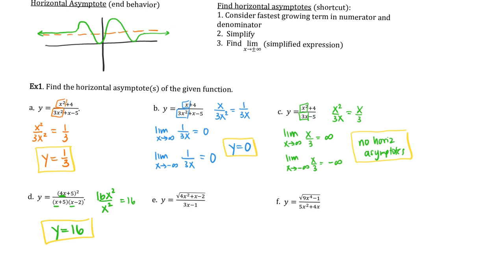Okay, E, y equals the square root of 4x squared plus x minus 2 over 3x minus 1. If I plug in infinity here, I get 4 times infinity. I square root it, it's still infinity. 3 times infinity is infinity. So this is infinity over infinity. Now let's consider the highest degree on top and bottom. It's this 4x squared, but I'm going to square root the 4x squared. On the bottom, the highest degree is the 3x. Now if I square root 4x squared, the square root of 4 is 2. The square root of x squared is, I want to say it's x, but it's actually the absolute value of x, because when you square root something, you always get a positive out.